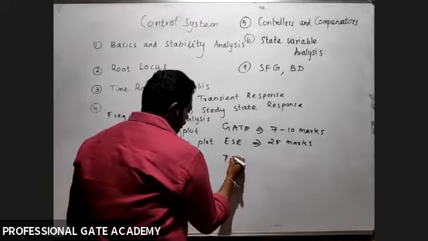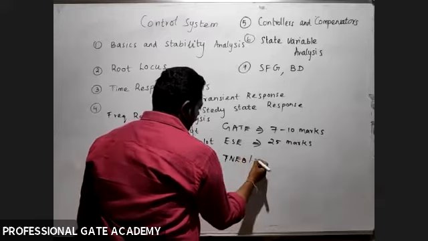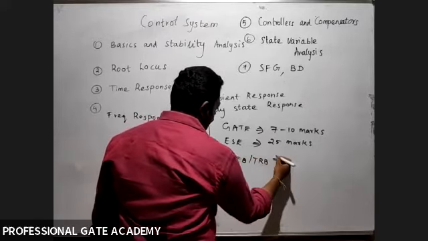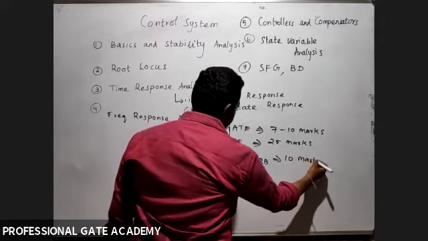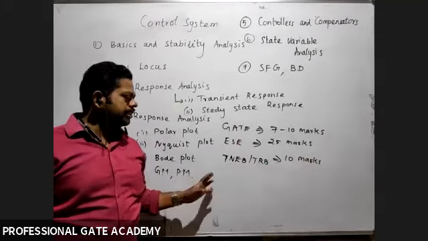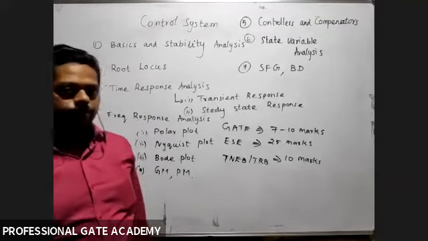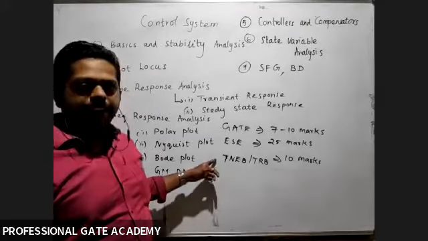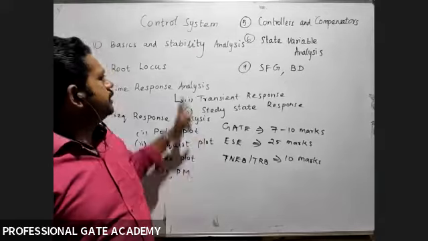Then for TNEB or TRB also, we can expect around 10 marks. And this is one of the easiest papers compared to any other technical paper. Comparing all the technical papers, the easiest paper is control system.